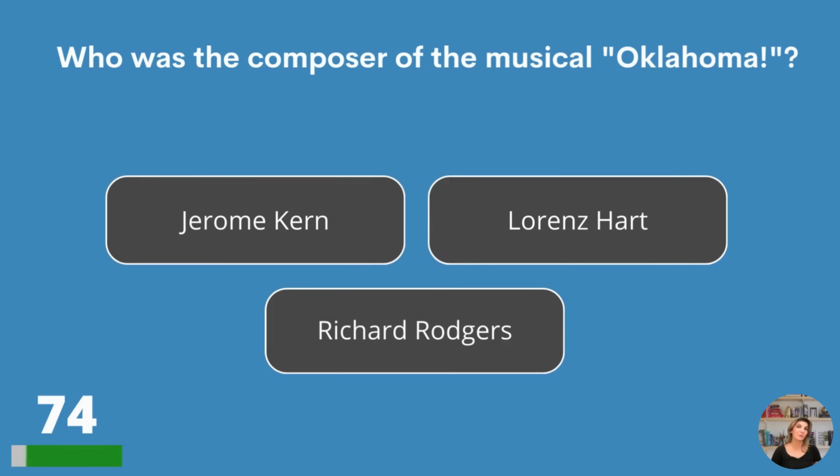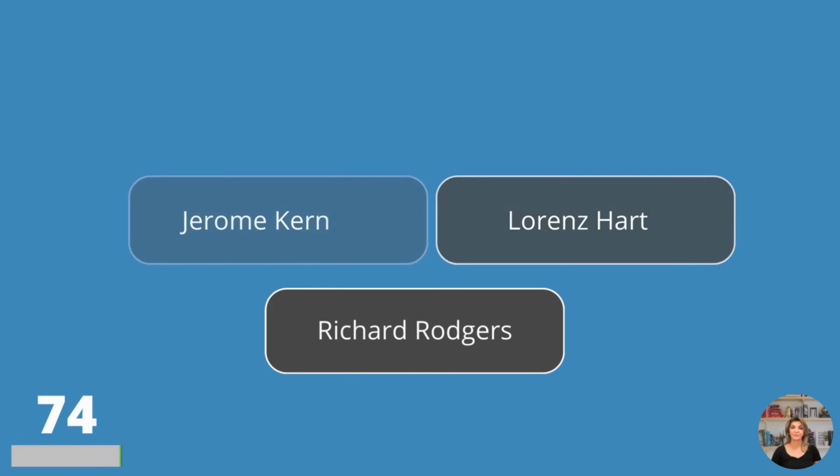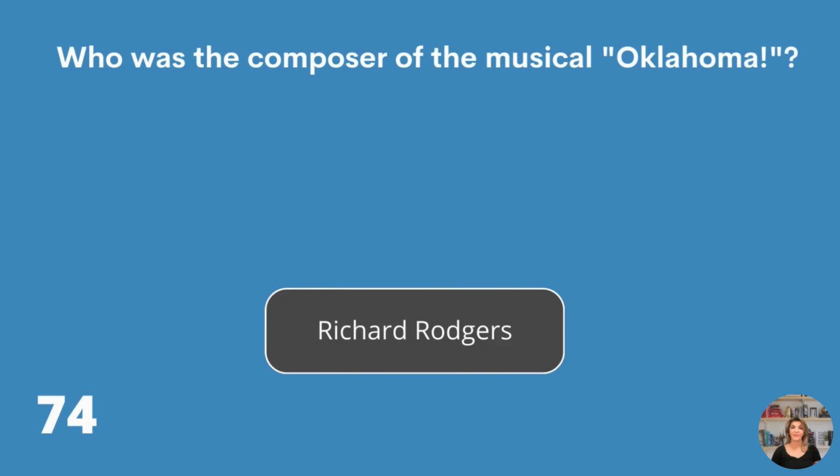Who was the composer of the musical Oklahoma? Jerome Kern, Lawrence Hart, or Richard Rodgers? Richard Rodgers.